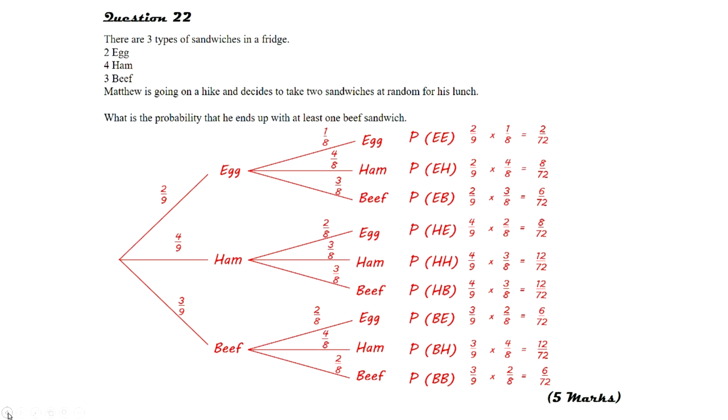If I chose an egg sandwich first, and then I've got my 3 new options, egg, ham and beef, with probabilities 1/8, 4/8 and 3/8, you'll notice that those 3 probabilities add up to 1. And that happens as well if I took ham first and beef first. So this idea of things adding up to 1 really encapsulates this problem, and you can use that as a checking mechanism. So for example, if I'd made a mistake and put 1/8 for my last beef option, it wouldn't add up to 1. I'll spot the mistake, correct it.